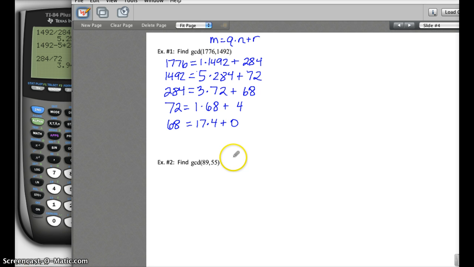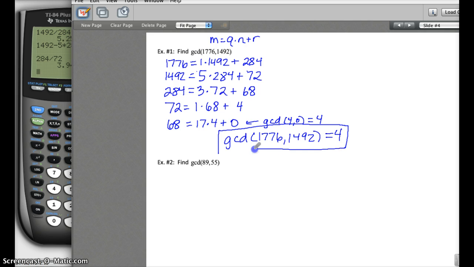Our clue to stop is when we get a remainder of 0. So the GCD of 68 and 4 is equal to the GCD of 4 and 0. The GCD of 4 and 0 is 4. Every number divides into 0, so the GCD will just be 4. What this tells us, if we back up step by step, is that the GCD of 1776 and 1492 is also equal to 4. So this is the largest number that divides into both 1776 and 1492.